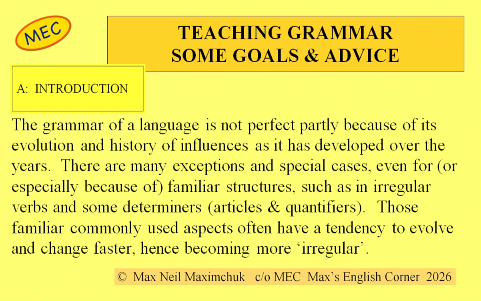The grammar of a language is not perfect, partly because of its evolution and history of influences as it has developed over the years. There are many exceptions and special cases, even for or especially because of familiar structures, such as in irregular verbs, and some determiners like articles and quantifiers. Those familiar, commonly used aspects often have a tendency to evolve and change faster, hence becoming more irregular.